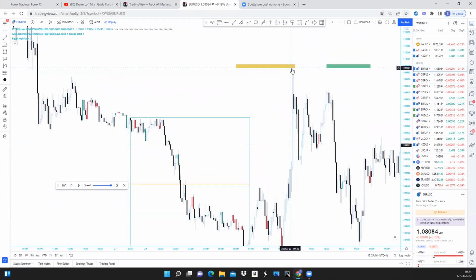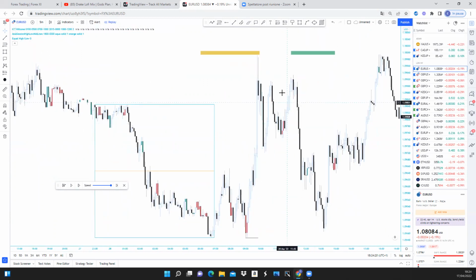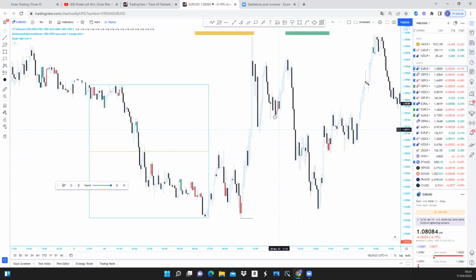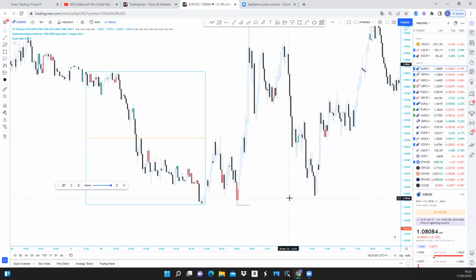We have London manipulation to the upside. Of course, we need to do higher time frames analysis and so on and so on. Let's say we were able to get an entry. Where do we target? We target the equal lows.